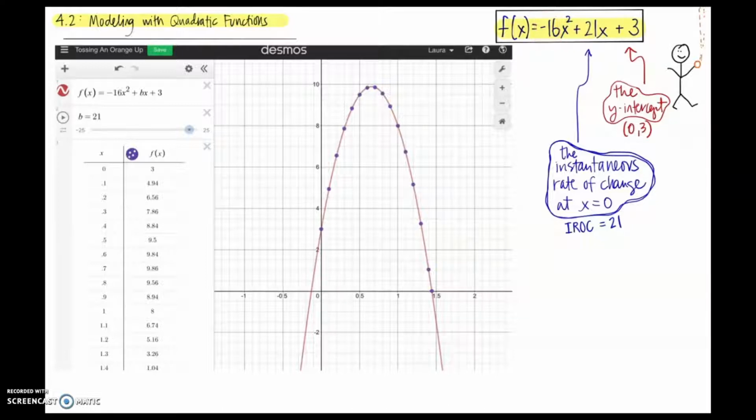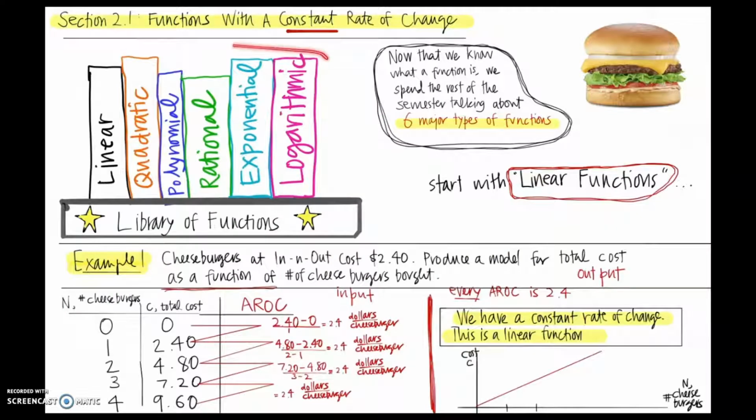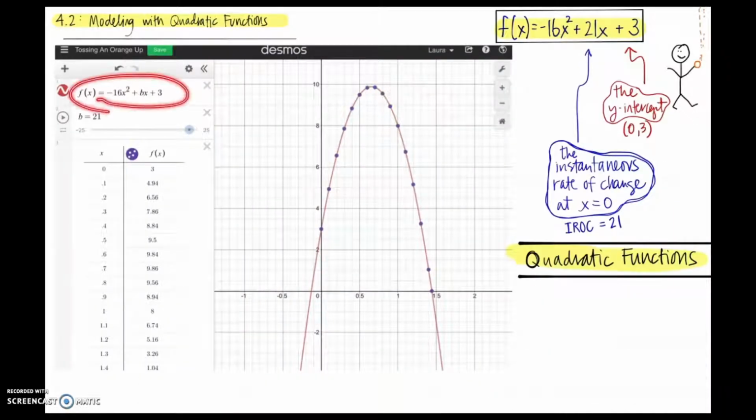But let's generalize what we've found so far. Do you remember a long time ago we talked about this library of functions that we were going to be looking at this semester? We've spent a lot of time in Chapter 2 talking about linear functions. We're now here in Chapter 4 dealing with what are called quadratic functions. So we're already on this second book in our library of functions. We've seen this one example of a quadratic function here, and let's generalize this and talk about what the form of a quadratic function would look like.